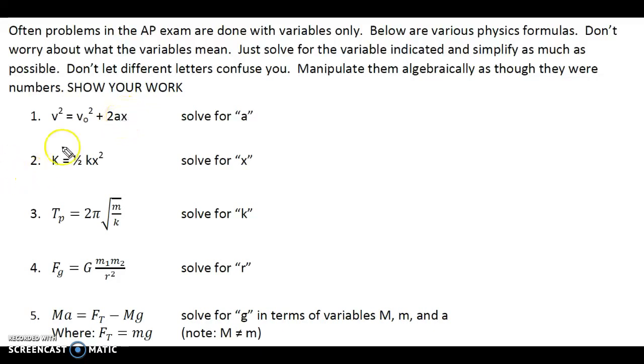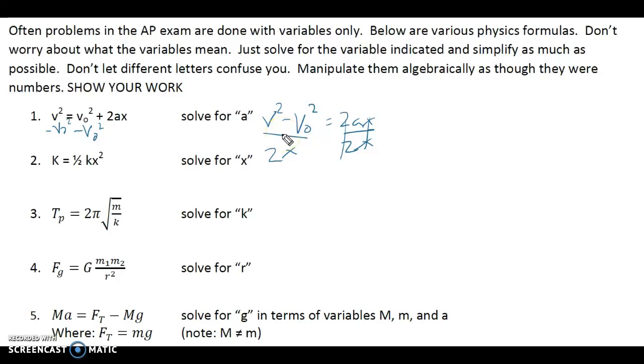The first thing you're going to want to do is subtract this v naught squared from both sides. That gets everything in its own little world here, 2ax. So we're left with v squared minus v naught squared equals 2ax. Now in order to get a by itself, we simply divide by 2x, and then we're all good. The 2 and the x cancel out, and we're left with a equals v squared minus v naught squared, divided by 2x. And that's it. It's really not too bad.